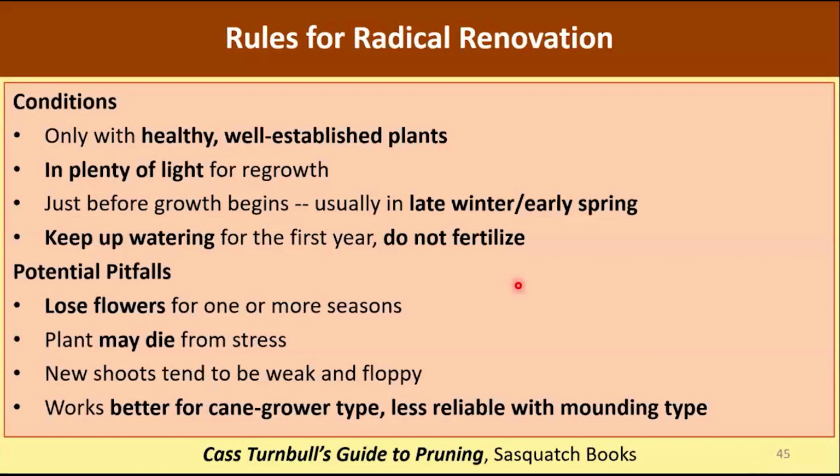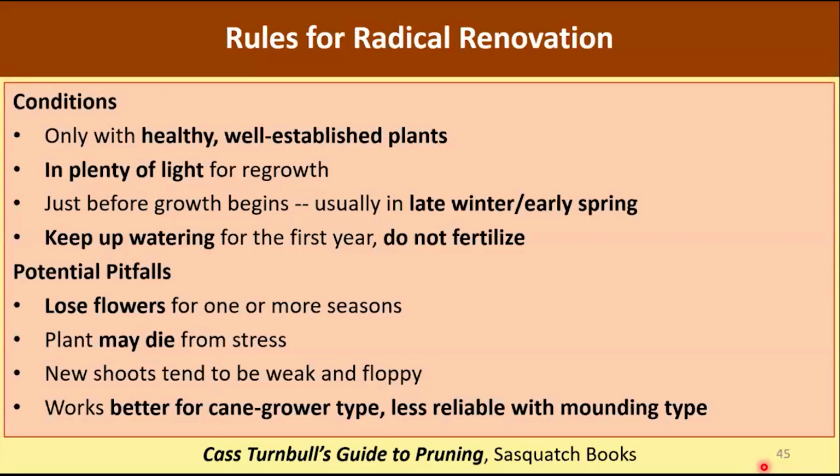So let me explain the rules for radical renovation. There are some conditions we need to satisfy. Do it only with healthy, well-established plants. They should be in locations where there's plenty of sunlight to support and stimulate the regrowth. You want to make the cut just before growth begins, usually late winter, early spring. And you have to keep up the watering during the first year and don't fertilize it.